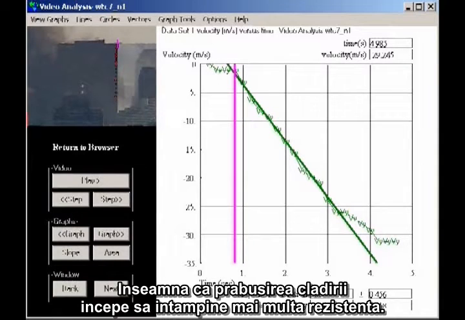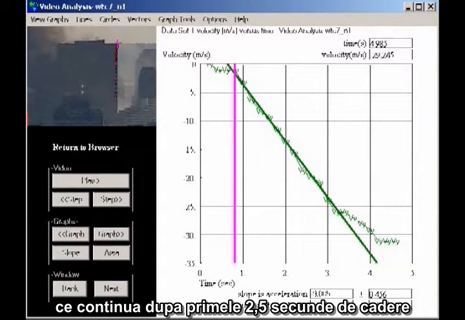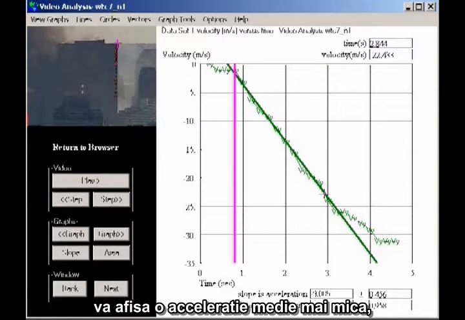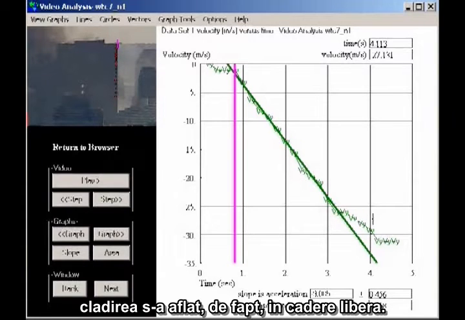This indicates that the falling building is starting to encounter more resistance. Any measurement of the average acceleration that continues for more than the first 2.5 seconds of fall will show a lower average acceleration, masking the fact that for a significant 2.5 seconds, the building was in literal freefall.